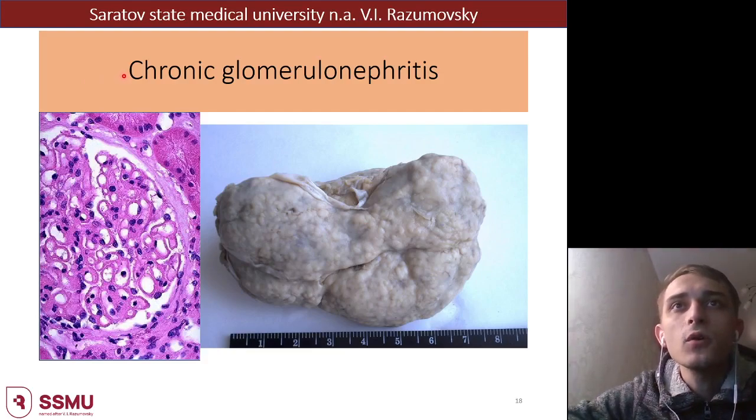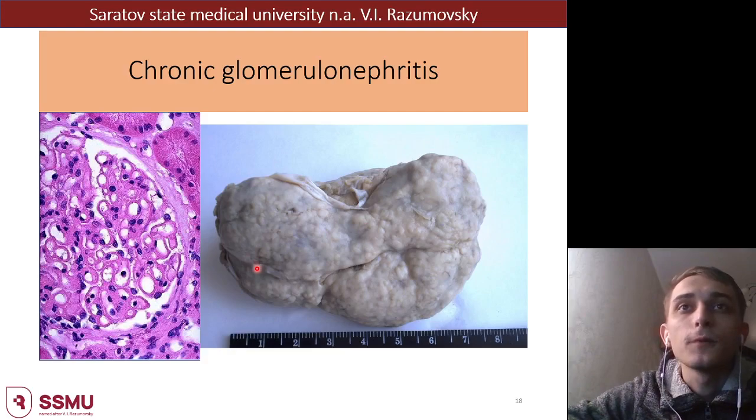In case of chronic glomerulonephritis, we may see proliferation of mesangial cells or proliferation of cells in the glomerular vessels, and over time, it will lead to formation of a secondary wrinkled kidney.